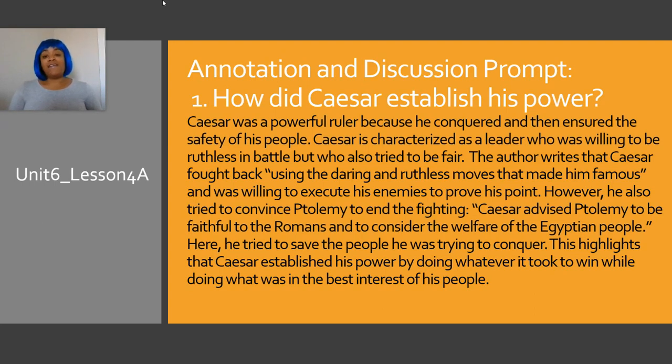However, he also tried to convince Ptolemy to end the fighting. Caesar advised Ptolemy to be faithful to the Romans and to consider the welfare of the Egyptian people. Here, he tried to save people that he was trying to conquer. This highlights that Caesar established his power by doing whatever it took to win, while doing what was in the best interest of his people. Again, all of that information came directly from my T chart. I'm going to share this just for a while so you can see a response to the discussion prompt.